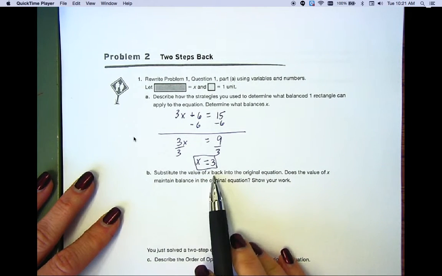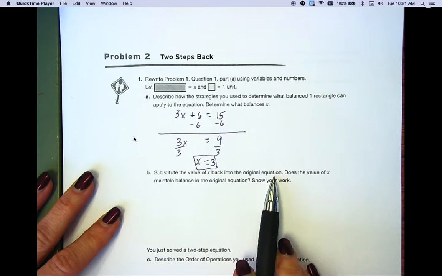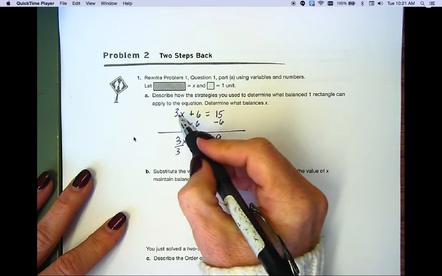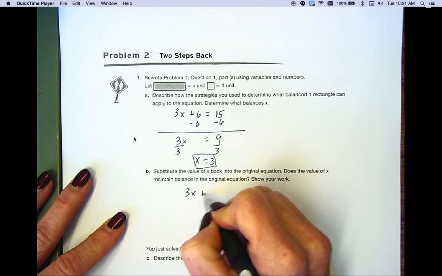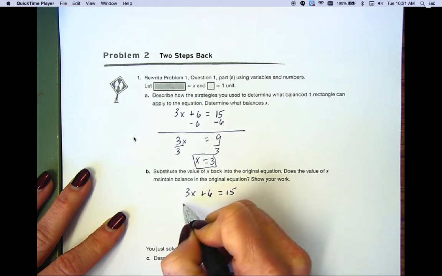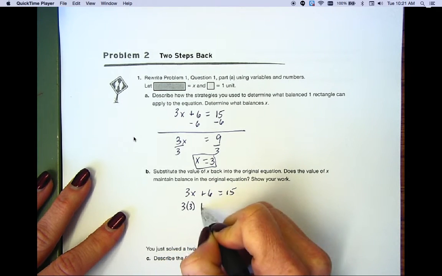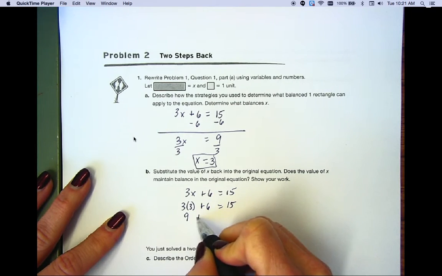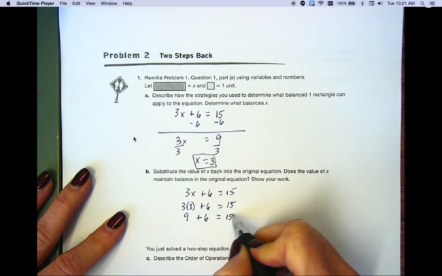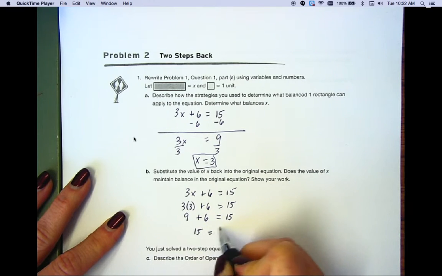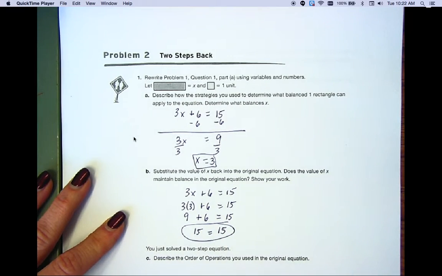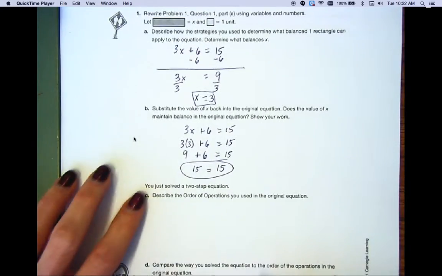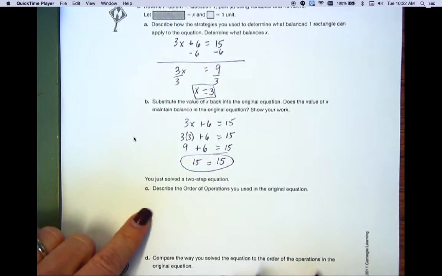Now it says substitute the value of x back into the original equation. So I'm going back into this. 3x plus 6 equals 15, and I'm going to put a 3 in place of x. So 3 times 3, order of operations, is 9. And when I add these two, 15 equals 15. So we do show that it balances. So what we did is we just solved a 2-step equation.